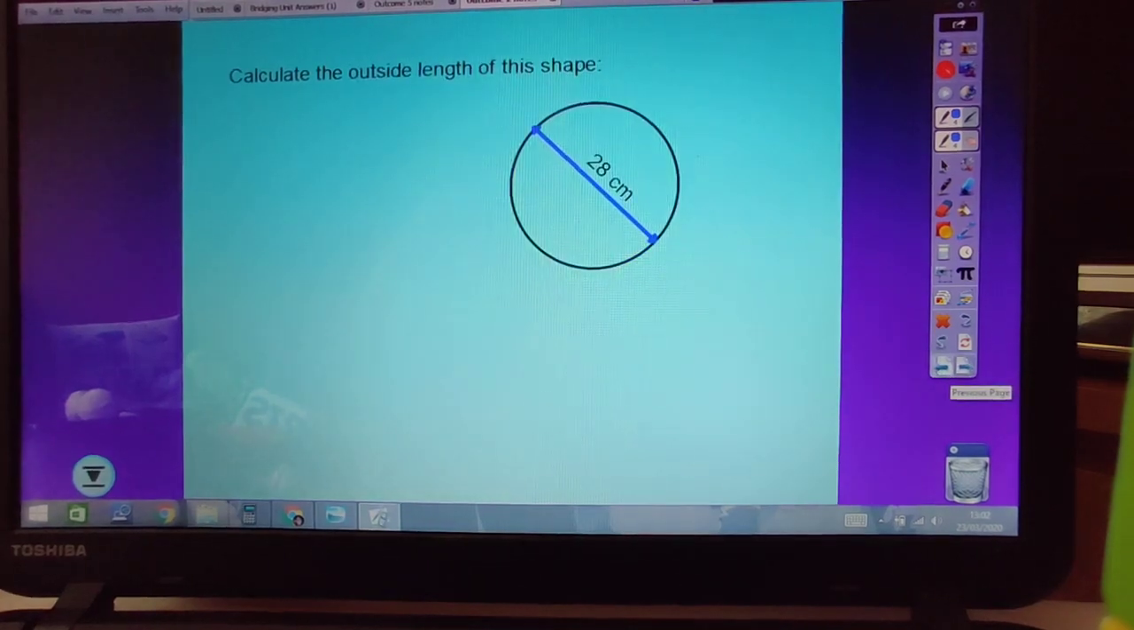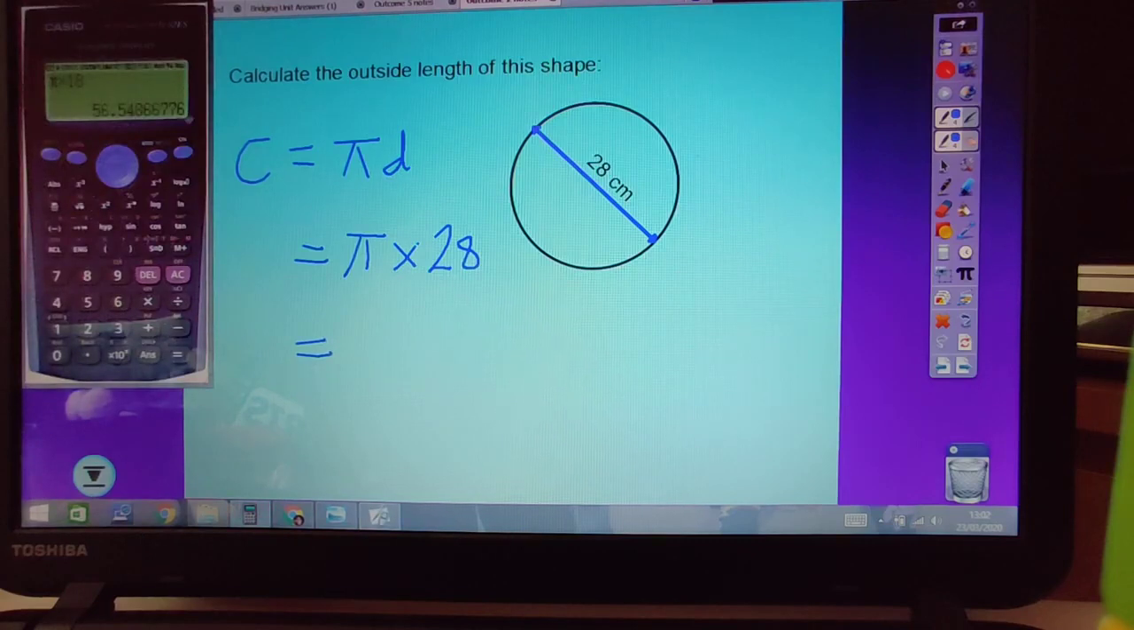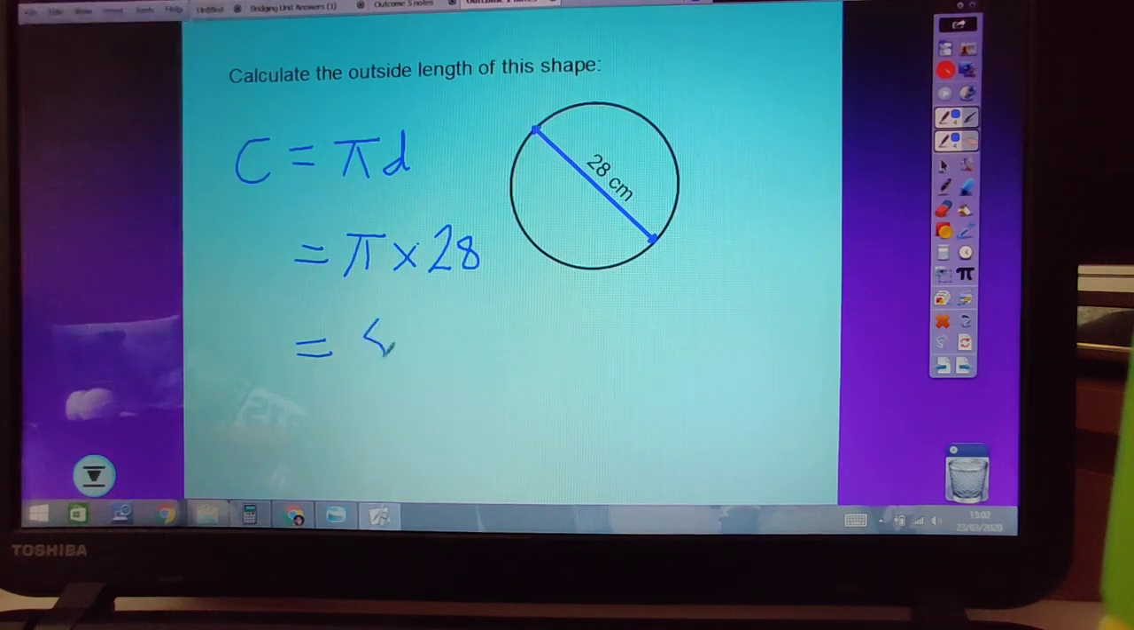To calculate the outside length of this shape, it's a circle. Circumference equals pi times diameter. The diameter is the line all the way across the circle going through the centre. So we've got that this time, of 28. Popping it in our calculator, again, shift science button to get pi, times 28, giving us 87.96 if we round. This time the units are centimetres.